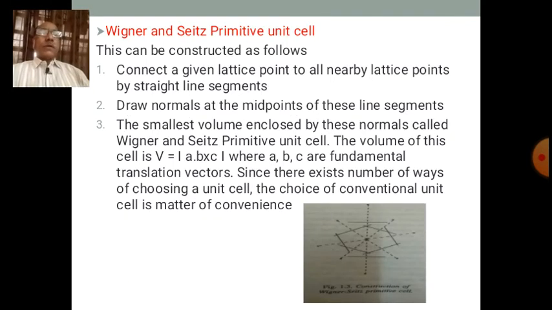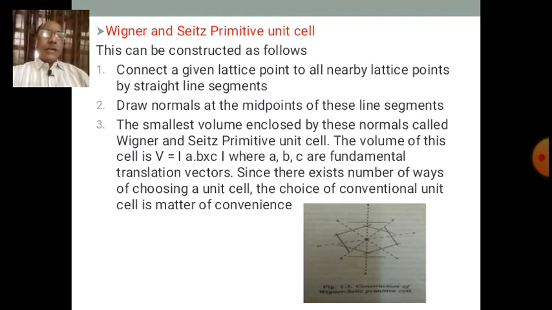Then we will see what is a Wigner-Seitz primitive unit cell. There is a unit cell called the Wigner-Seitz primitive unit cell. How is it formed? There are 3 steps given to understand how the Wigner-Seitz unit cell can be constructed, isn't it? First step is to connect a given lattice point to all nearby lattice points by straight line segments, isn't it?